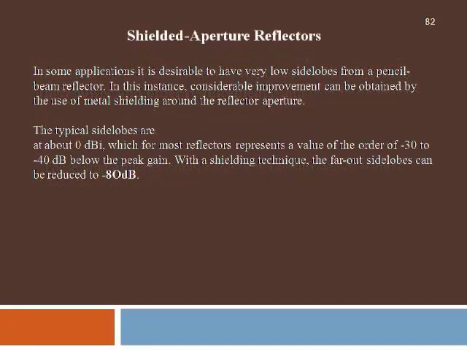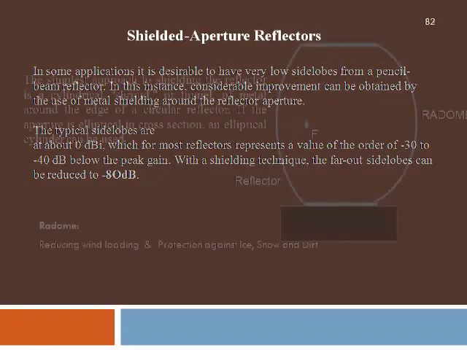Shielded aperture reflectors. In some applications, it is desirable to have very low side lobes from a pencil beam reflector. In this instance, considerable improvement can be obtained by the use of metal shielding around the reflector aperture. The typical side lobes are about 0 dBi, which for most reflectors represents a value of the order of minus 30 to 40 dB below the peak gain. With a shielding technique, the far out side lobes can be reduced to minus 80 dB.